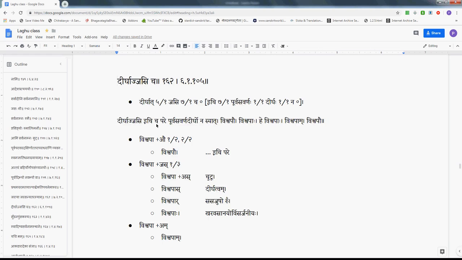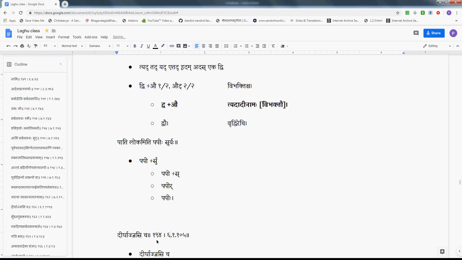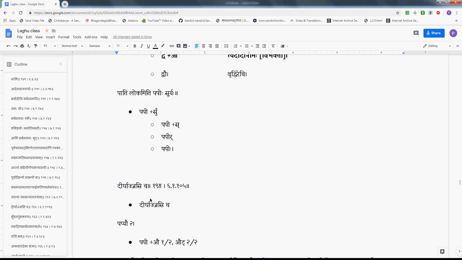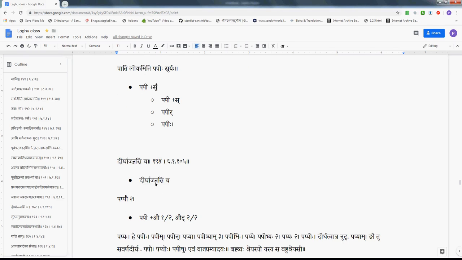Dirgha jasi cha, what had we seen? Dirgha jasi ichi cha pare purva savarna dirgha nasyat. Here, dirgha is this papi, ikaranta dirgha. We have seen this in Vishwapa. And here he repeats that sutra. I have not seen many repetitions. This is the second repetition we have seen. In Sandhikarya, I think we had seen one. So generally, Laghukara will not bring back the sutra. Here, dirgha jasi cha. Let me check whether our book marks it with a number. There is no marking here. In other books, it is there, 165. Okay, this sutram.